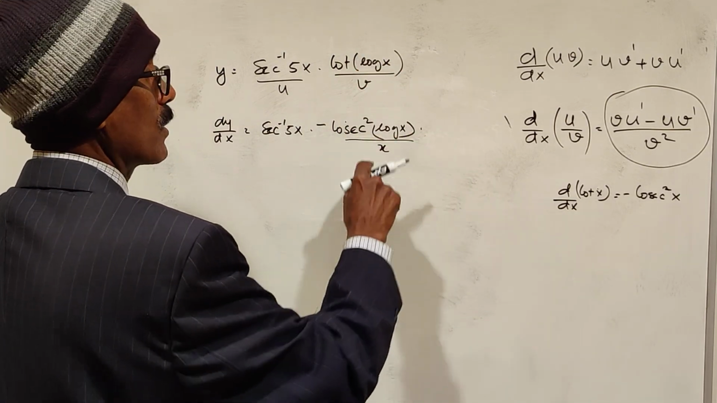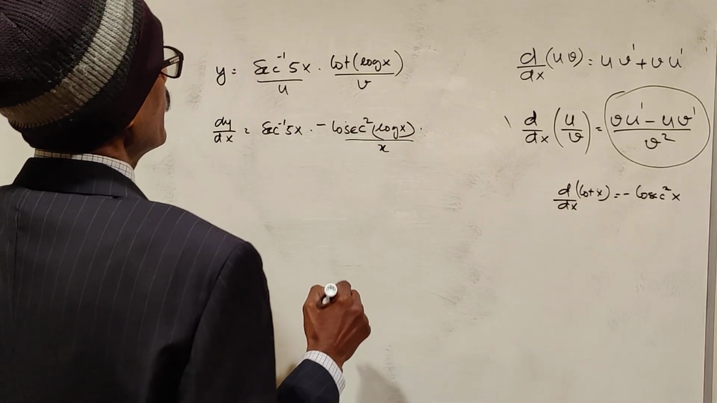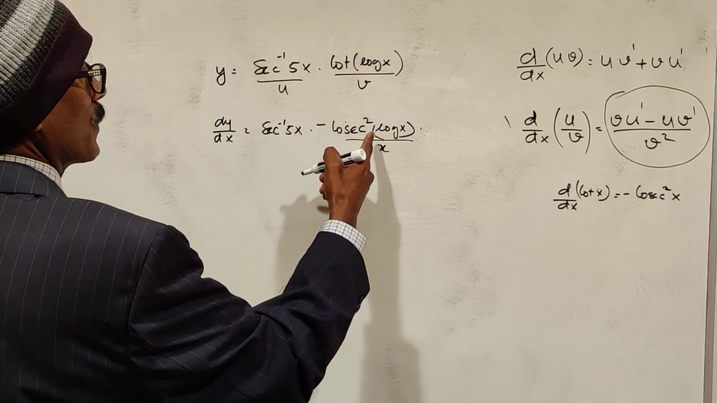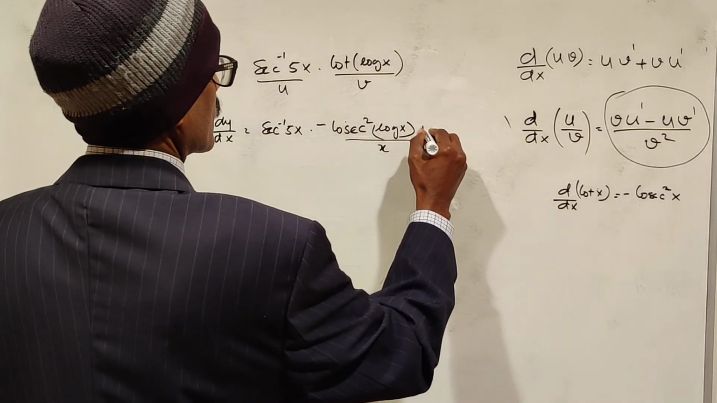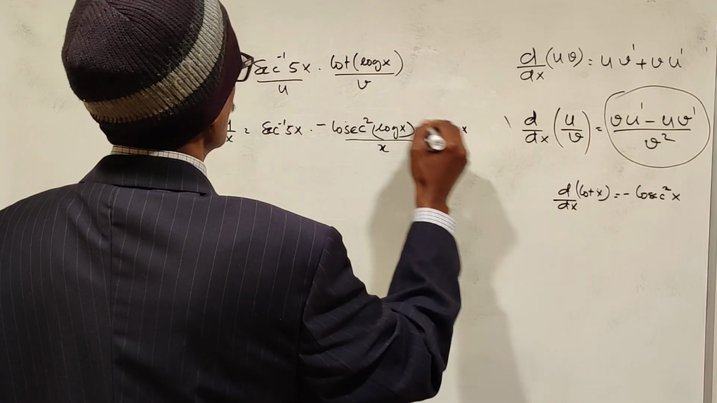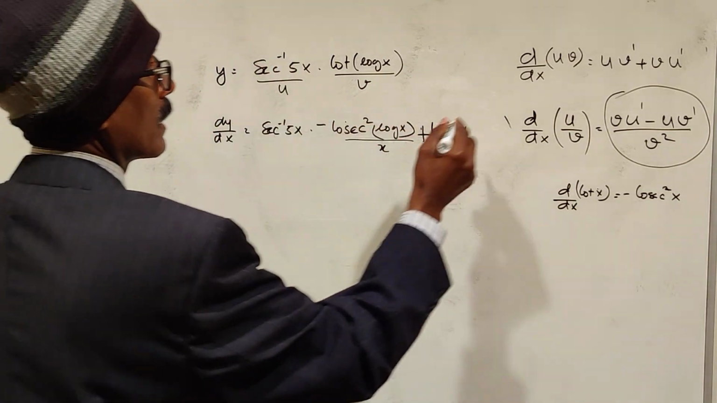I am going to write it in the denominator. Okay. Then first function into derivative of second, plus second function cot log x into derivative of first.